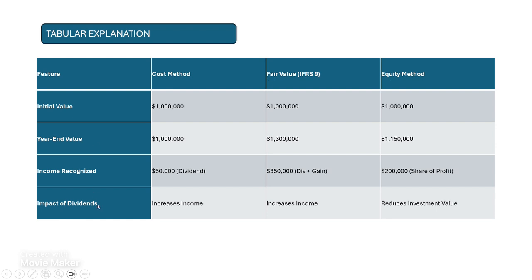So the impact of dividends under all three methods is that under the cost method, the dividend increases the income in the profit and loss statement, and it does the same under the fair value method. But in the equity method, it reduces the investment value. So that's the difference of all three methods explained using the illustration in both written and tabular form. Moving on towards the dividend recognition under all three methods.